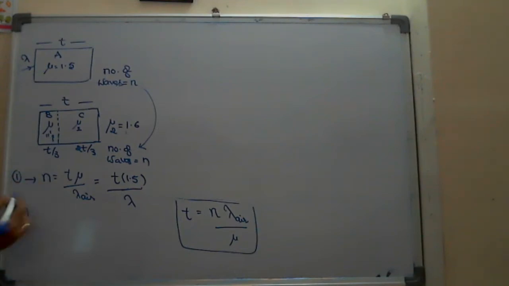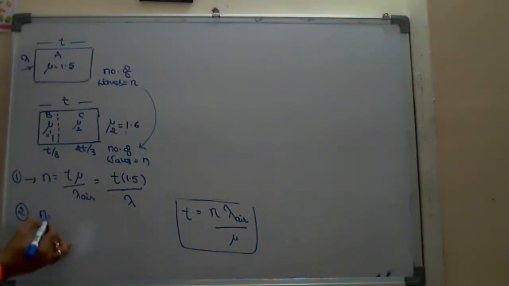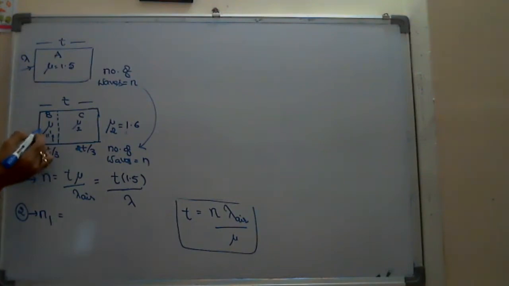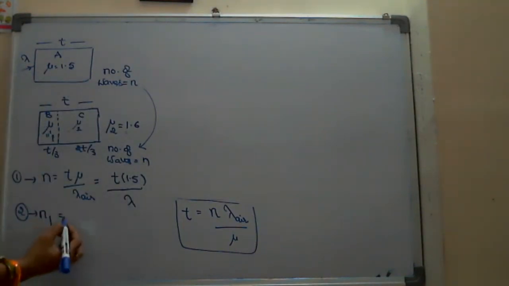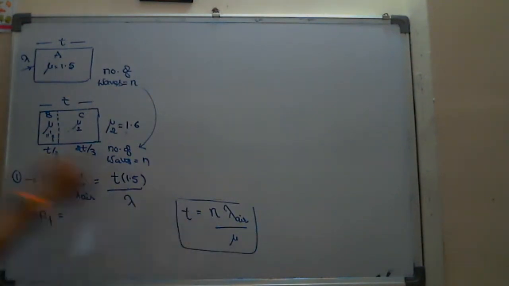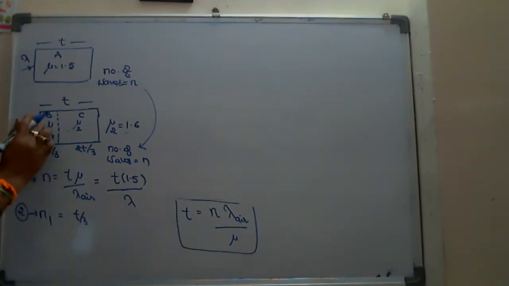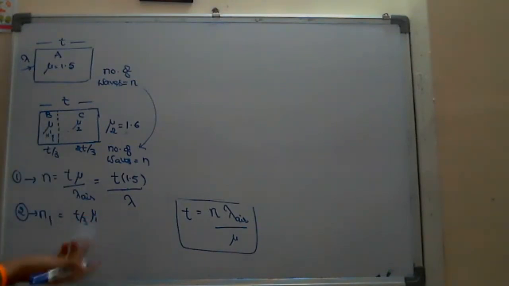And in the second glass slab, using the same formula, the number of waves in the first part is N1 and in the second glass slab is N2. N1 plus N2 should again be equal to N. Here the number of waves in the first glass slab, N1, is equal to, according to the formula, T into mu, where T here is T by 3, into mu1, which I don't know.